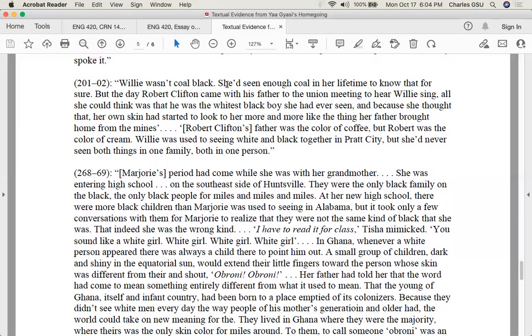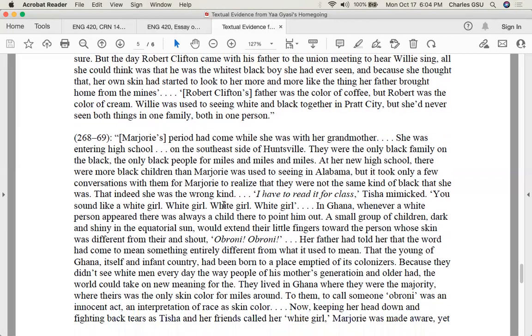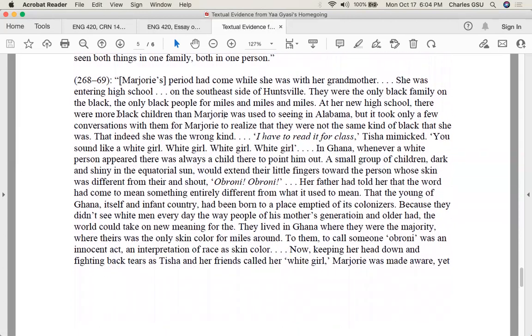And because she thought that, her own skin had started to look to her more and more like the thing her father brought home from the mines, that is, coal. Robert Clifton's father was the color of coffee, but Robert was the color of cream. Willie was used to seeing white and black together in Pratt City, but she had never seen both things in one family, both in one person, right? So there's this kind of internalization that Willie does, juxtaposing her darker skin to Robert Clifton's lighter skin. But that doesn't prevent them from getting married, as we learn.